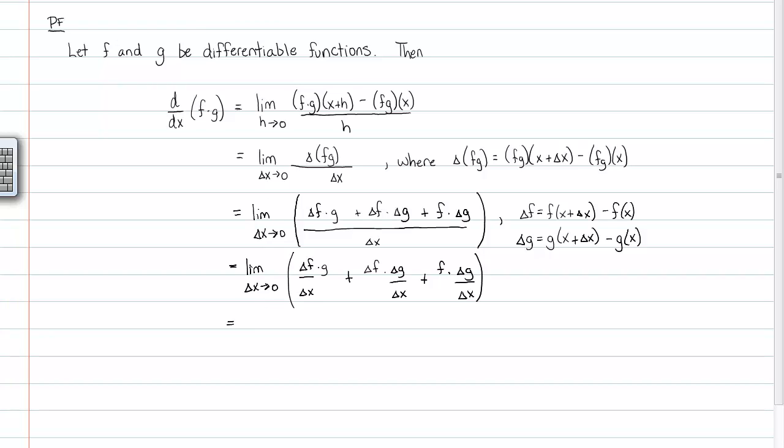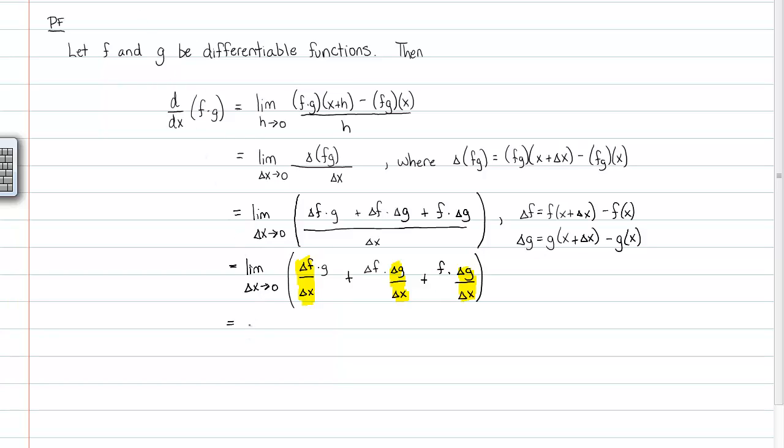So that first part right here, let me go ahead and highlight it. This first part, delta f over delta x, as the limit as delta x goes to 0 is actually f prime. And the same thing, delta g over delta x, that's g prime as delta x goes to 0. And same thing with this last bit.